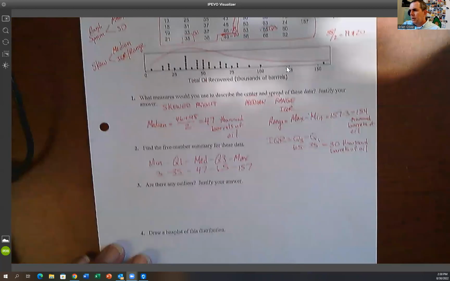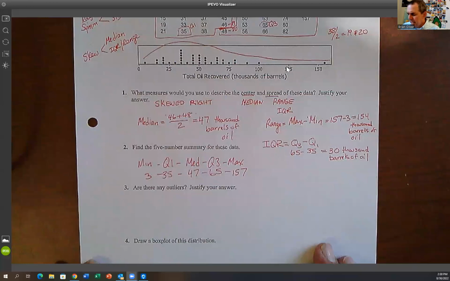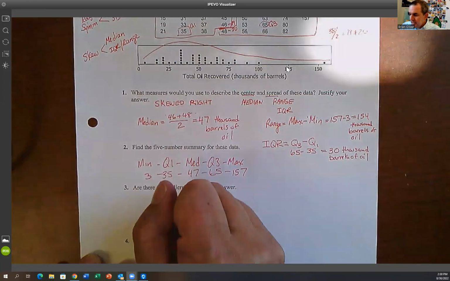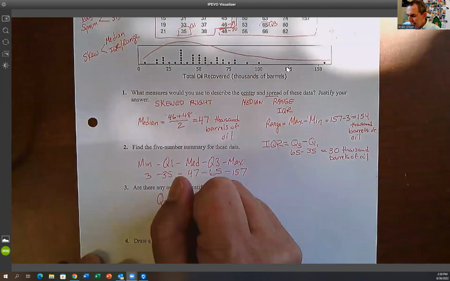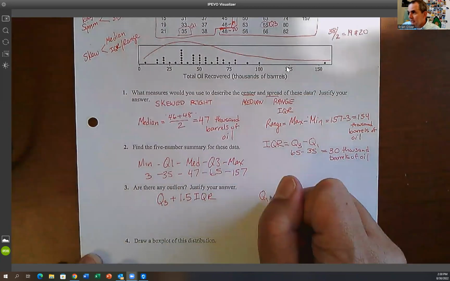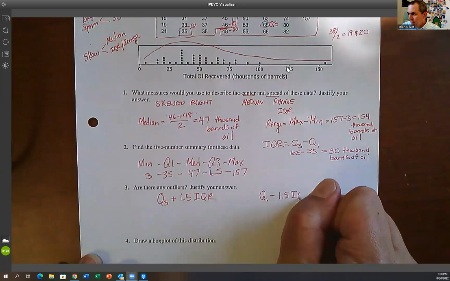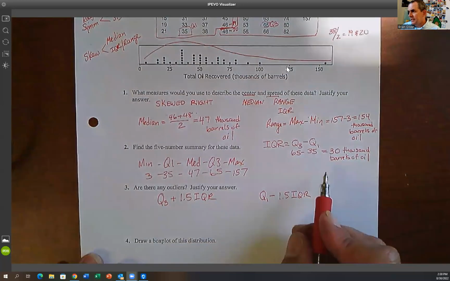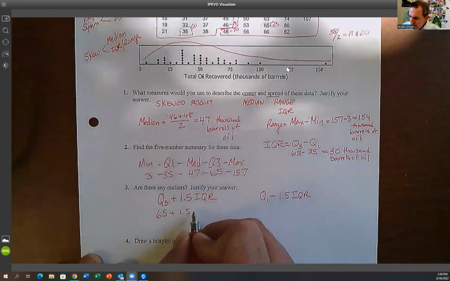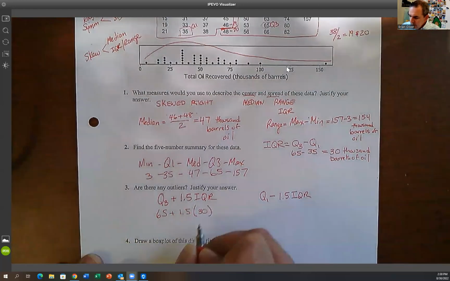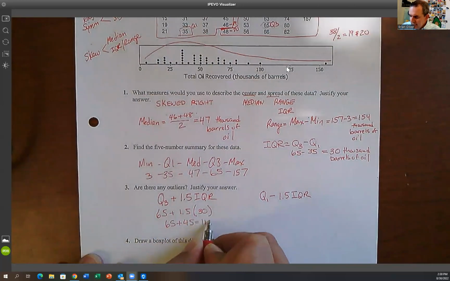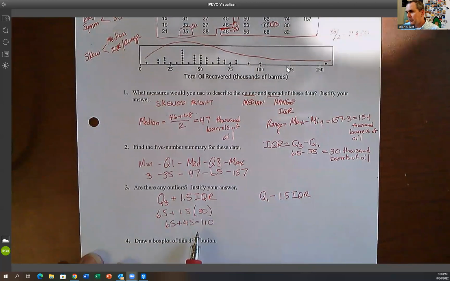So now I'm going to worry about my outliers. The way outliers are calculated is this. I'm going to take the 3rd quartile and add 1.5 times the IQR. I'm going to take the 1st quartile and subtract 1.5 times the IQR. So in this case, I'm going to take that 65 and add 1.5 times 30. So 65 plus 45 gives me 110. So 110 is my cutoff point on the high end.